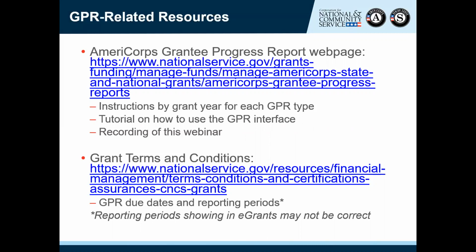The second link on the slide, the grant terms and conditions, are your authoritative source for GPR due dates and reporting periods. The due dates you see in eGrants when you go into the progress report interface should always be correct, but the reporting periods listed in eGrants may not be. So if you're unsure what time period a particular report should cover, or if you want to double check a GPR due date, please read the terms and conditions for your grant type and grant year.